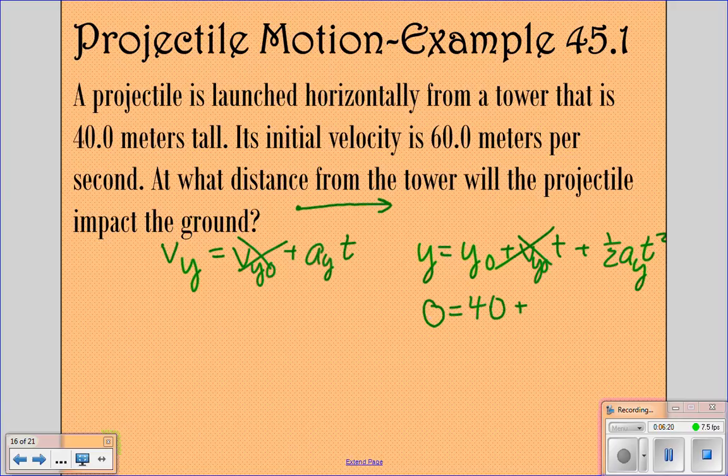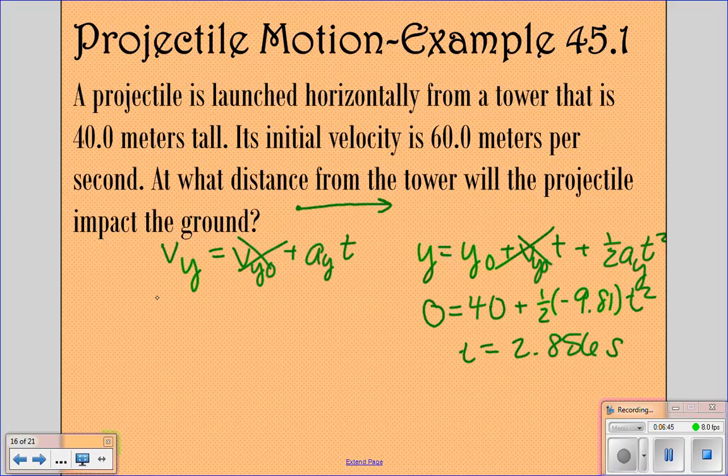And then we have plus 1/2. The acceleration is negative 9.81. And then we have t squared. And so if you solve that equation for t, you should get 2.856 seconds. And so now we can actually use that in our x equations.